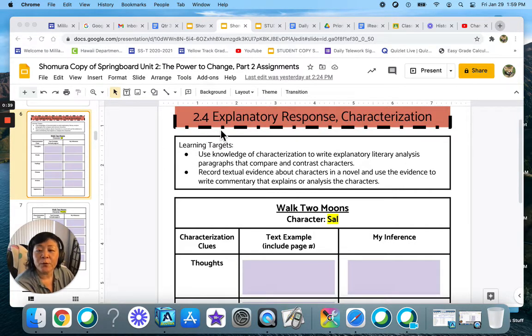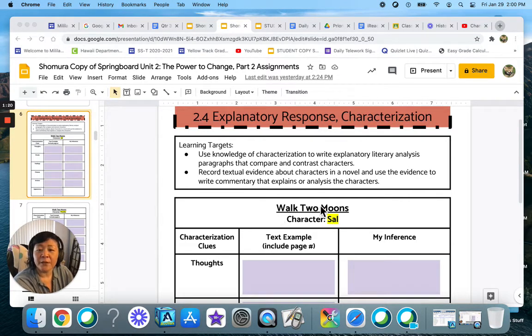So it's 2.4, explanatory response characterization. The learning target is to use knowledge of characterization to write explanatory literary analysis paragraphs that compare and contrast characters. So you're going to say some similarities between the characters and some differences in a paragraph, okay? Record textual evidence about characters in a novel and use the evidence to write commentary that explains or analyzes the characters, okay? It says analysis, but it should be analyze the characters.